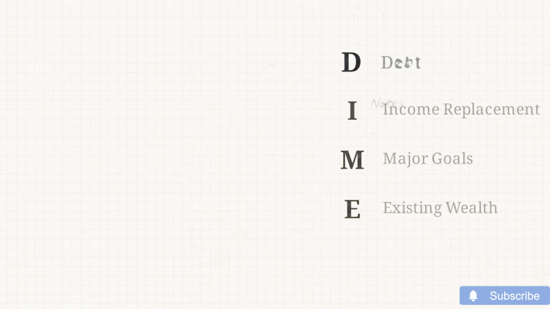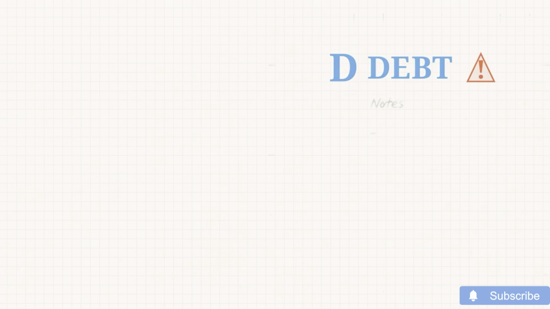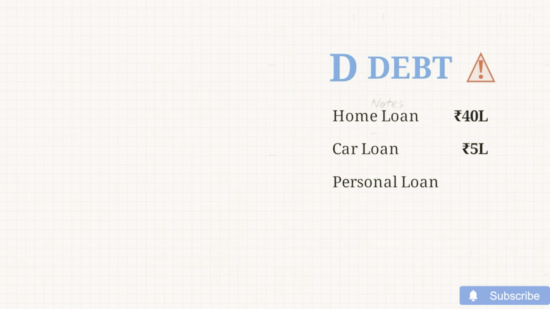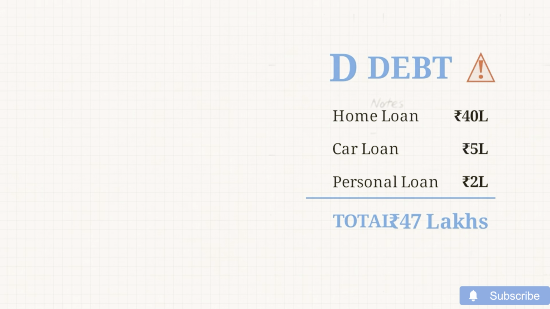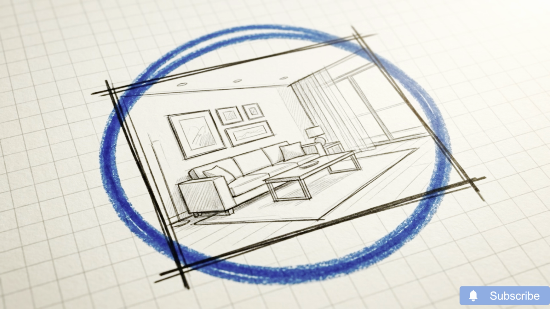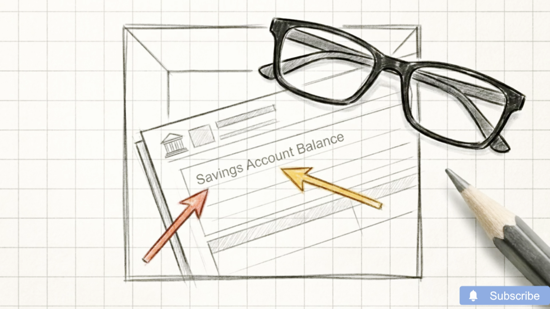The D stands for debt. If you pass away, your creditors will still expect to be paid. Tally up your outstanding home loans, car loans, and personal debts. For our example, that's 40 lakhs for a house, 5 for a car, and 2 for a personal loan, giving us 47 lakhs. This is your absolute baseline liability. Covering this ensures your family isn't immediately forced to sell their home or empty their savings just to pay off your past obligations.